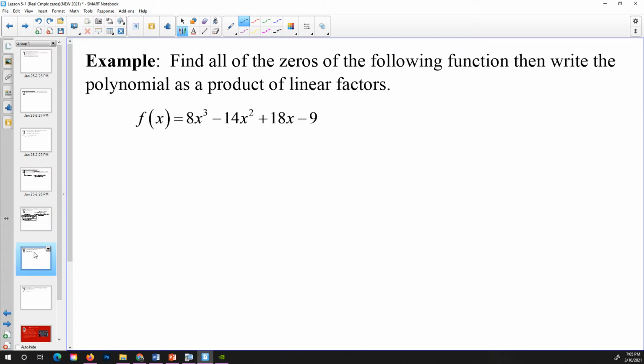Next example, it says find all of the zeros of the following function, then write the polynomial as a product of linear factors. All right, so if I look at this thing, I might try and factor it. I have 4 terms. I might try grouping, but if I group the first two, I can factor out a 2, and then I'll have 4 and 7. And if I group the last two, I could factor out maybe a 9, I'd have 2 and 1. And so that's not going to work. Factoring by grouping isn't going to work. I don't have a cubic formula, so I have to go to the rational root test.